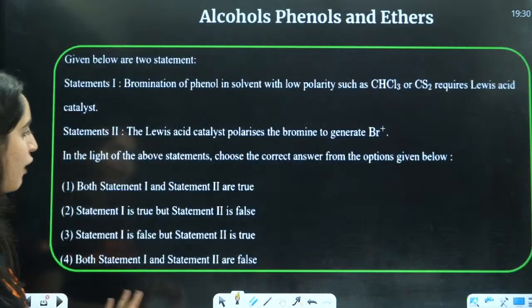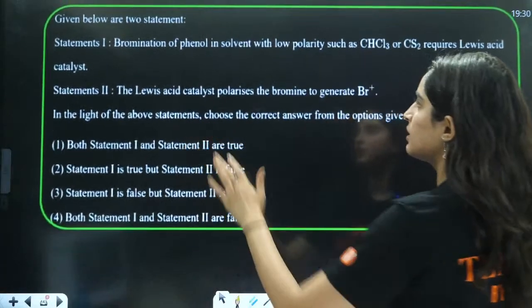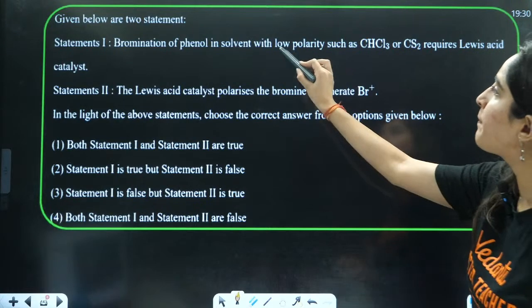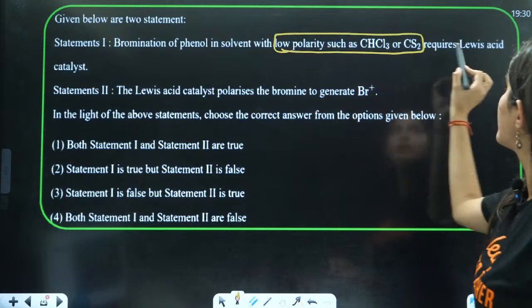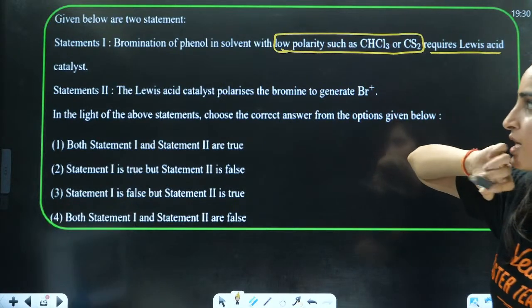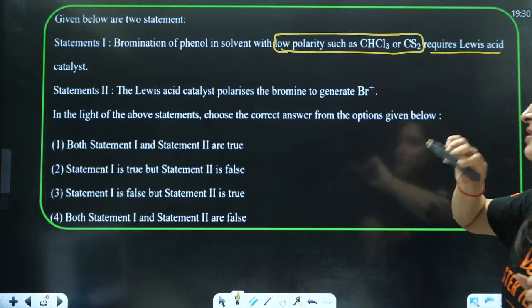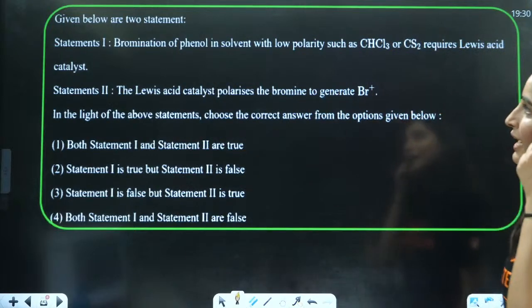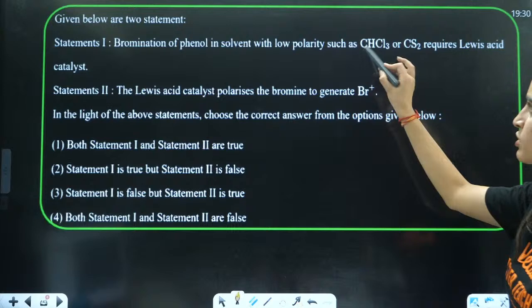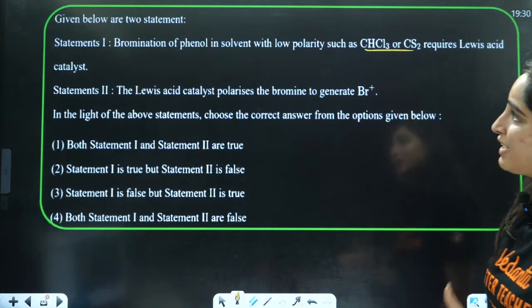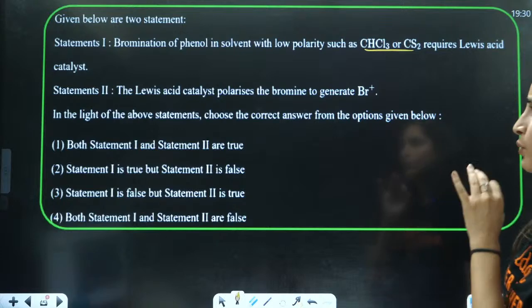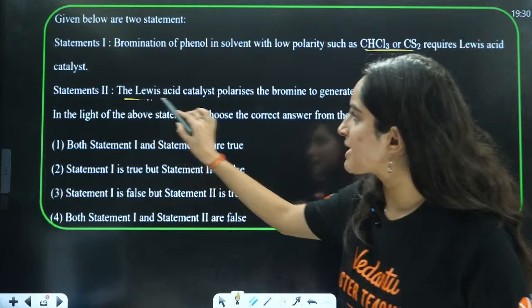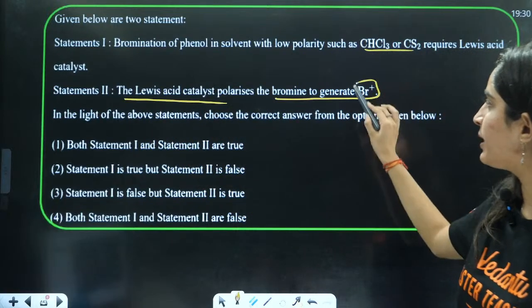Okay. Now next, they're asking you: bromination of phenol in a solvent with low polarity requires a Lewis acid catalyst. Now they are asking why we are adding Lewis acid to the bromination. Here they are saying the Lewis acid catalyst polarizes bromine to Br positive.